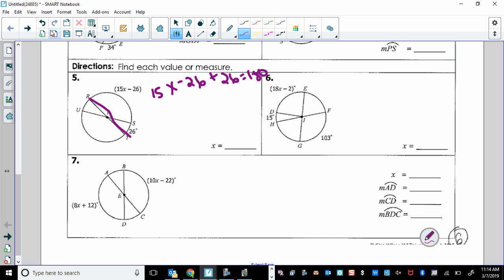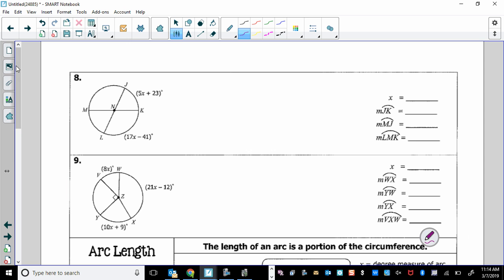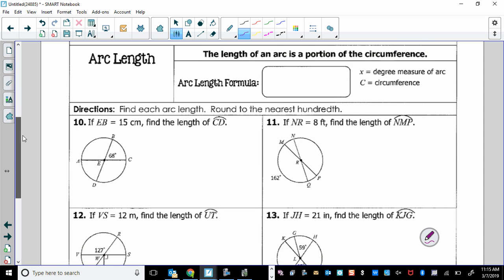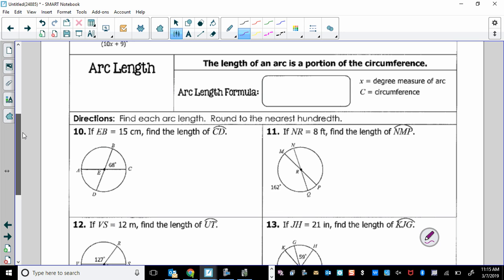Okay, so you can continue to work on it if you want to, or we can do it in class. The other part of this note is talking about the arc length. We did area of a shaded region last time, but this is arc length. So instead of the whole circumference, it's whatever degree measure it is. Arc length, I did it in the first day of notes. The length is x times 2 pi r, or pi d, divided by 360.